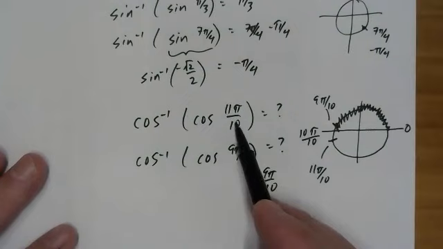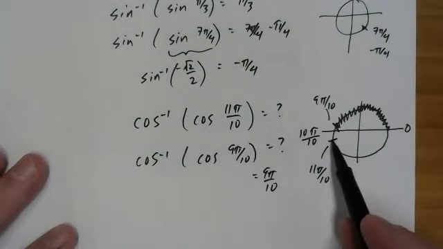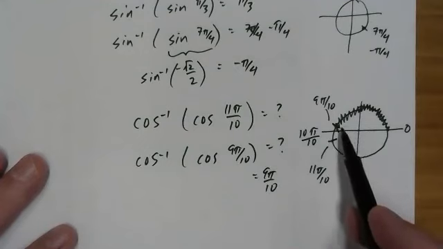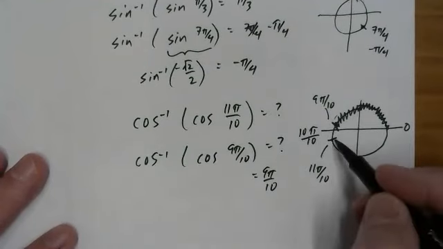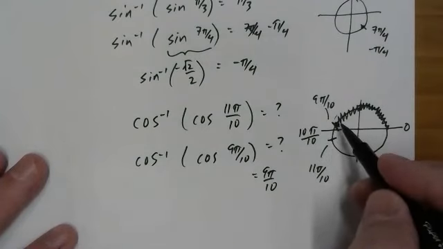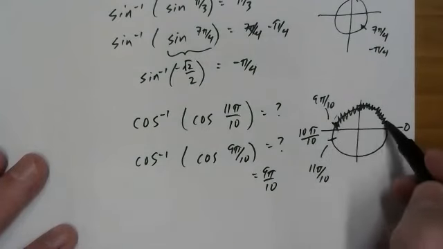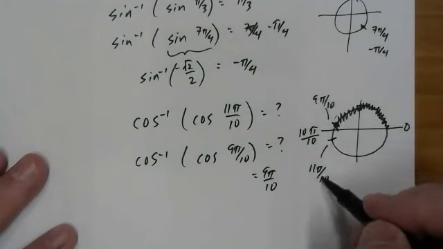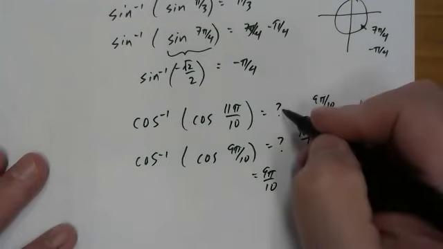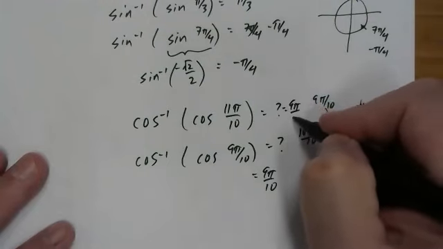However, 11 pi over 10 is down here. I cannot use a shortcut, that cannot be my answer. So I need to go find the reference angle in the top that has the same plus or minus. I know the cosine here is negative. So the same reference angles would be here and here, but over here, I know that the cosine is positive. I need the cosine to be negative. So actually the reference angle for 11 pi over 10 is 9 pi over 10. So this answer is 9 pi over 10.